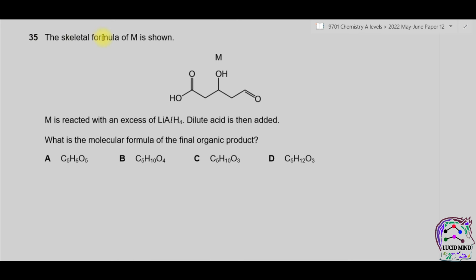Question 35. The skeletal formula of M is shown. This is the skeletal formula. M is reacted with an excess of LiAlH4. Dilute acid is then added. What is the molecular formula of the final organic product? So let's see what functional groups we have here. We have a carboxylic acid functional group. We have an alcohol and an aldehyde because a hydrogen atom is still present here.